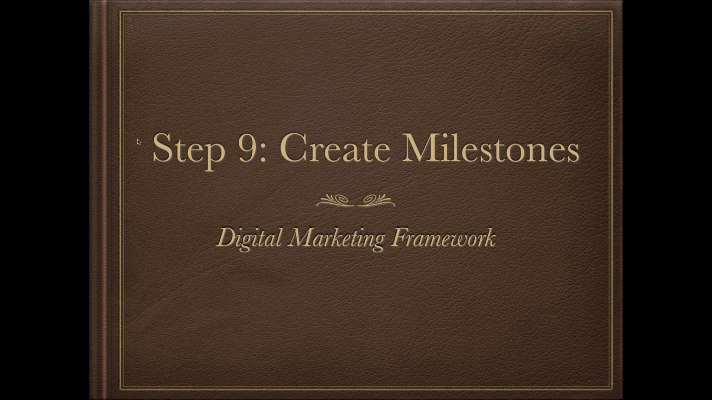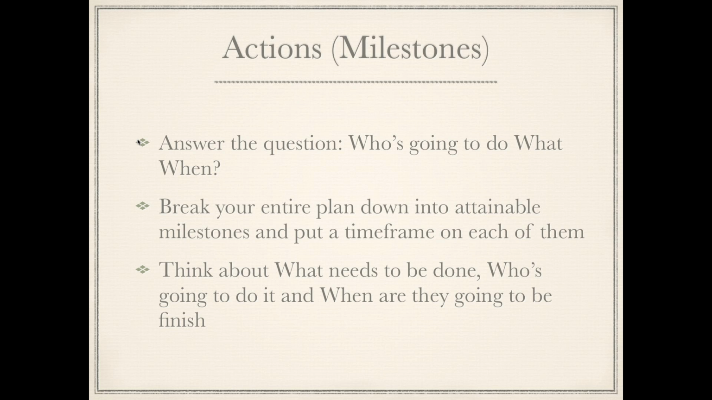And then after we've come up with a situation, objective, strategy, and tactics, these next two boxes are by far the most important sections of that canvas. The next section is the actions. That was the bottom left section. Think of actions as milestones, and make sure that you answer the question: who's going to do what, when?